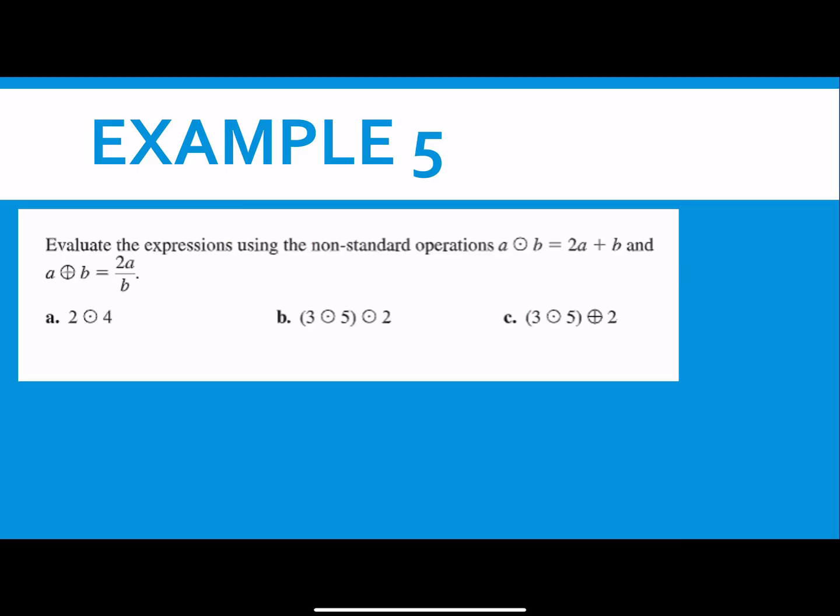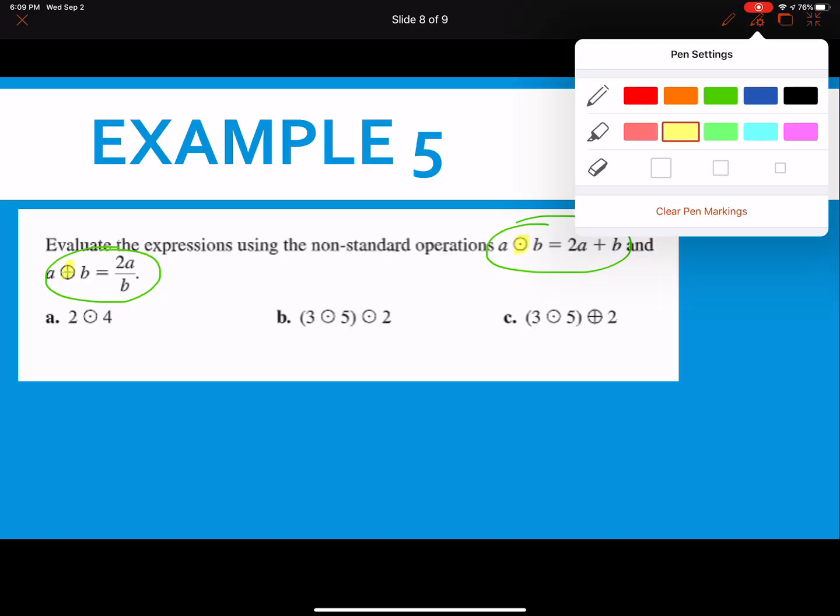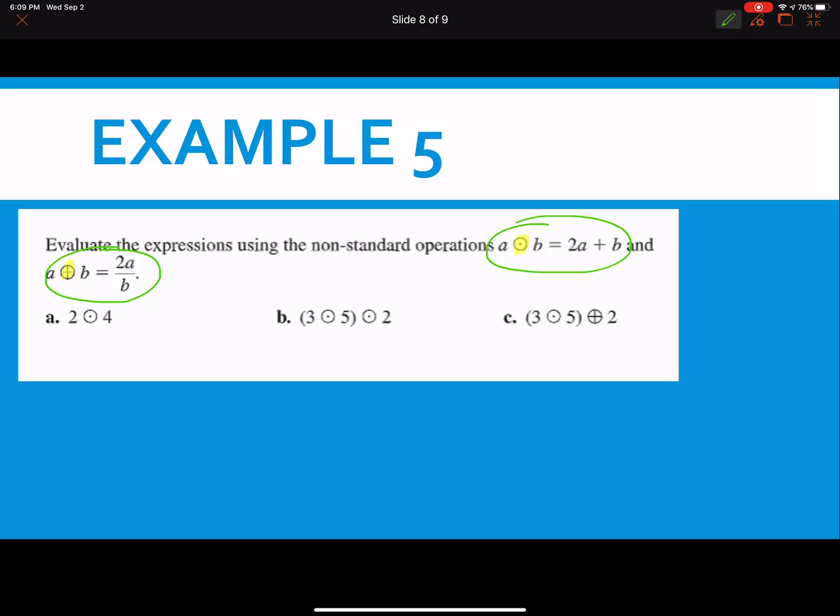Okay, example 5. Example 5 is working with non-standard operations. And it says evaluate the expressions using the non-standard operations. And we've got this non-standard operation and this non-standard operation. Now look at this right here. This symbol is what we're going to use when we are working with a non-standard operation.